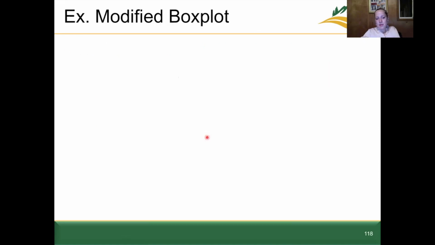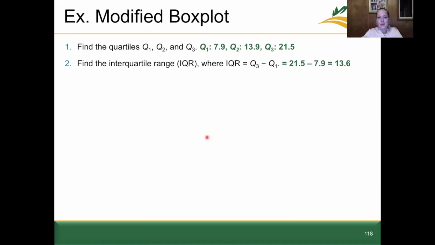Now with the data set we've been working with, the first step here was to find Q1, Q2, and Q3 for identifying outliers. Next, we calculate the IQR, so we take Q3 minus Q1. In this case, our value for Q3 is 21.5, and our value for Q1 is 7.9. So 21.5 minus 7.9, our IQR here is 13.6. Next, we take our interquartile range, or IQR, and multiply that by 1.5. So 1.5 multiplied by 13.6, we get 20.4.